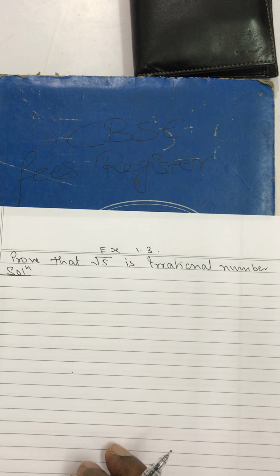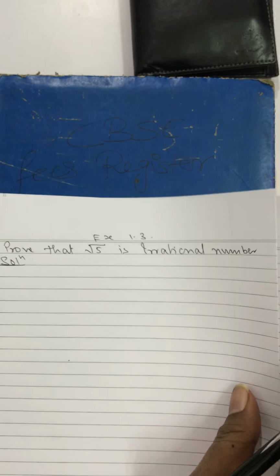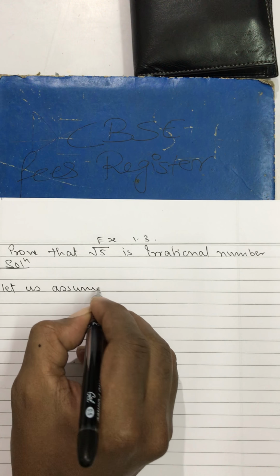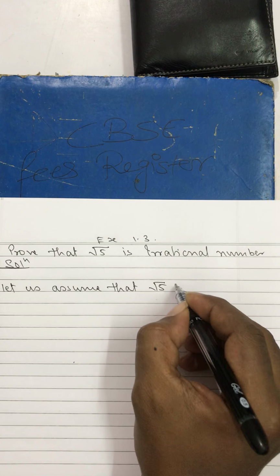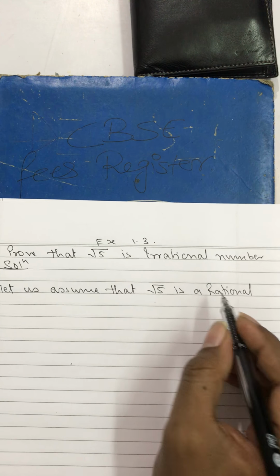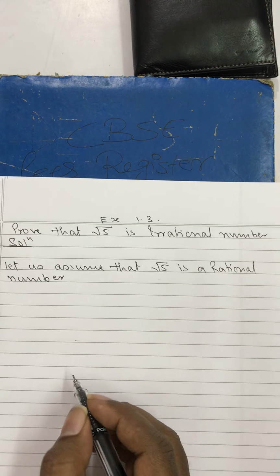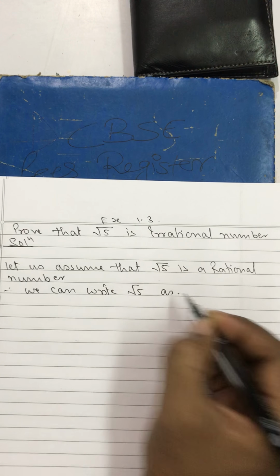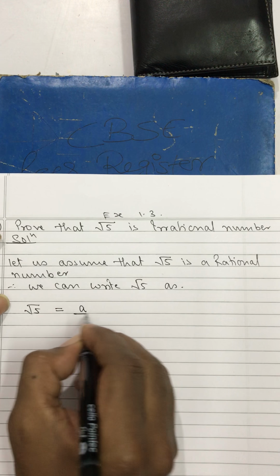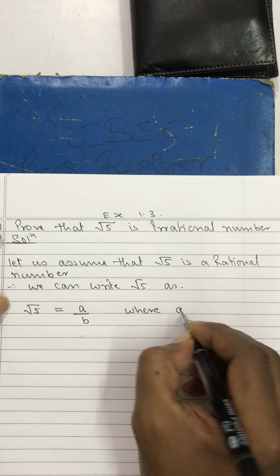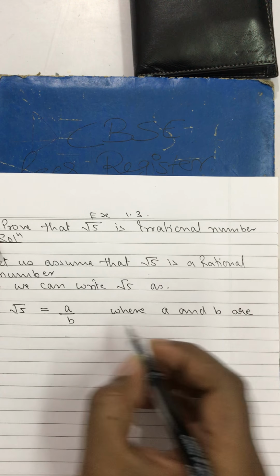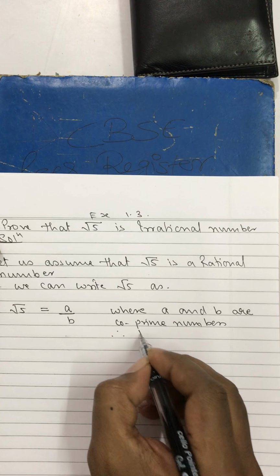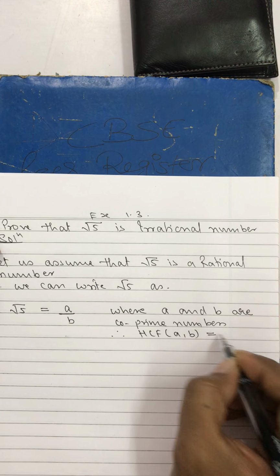Chalo, I think now you are playing the video back. So I am solving this, and you can correct your answer. Let us assume that root 5 is a rational number. Therefore, we can write root 5 as what? Root 5 is equal to A upon B, where A and B are co-prime numbers. Therefore, HCF of A and B is equal to 1.